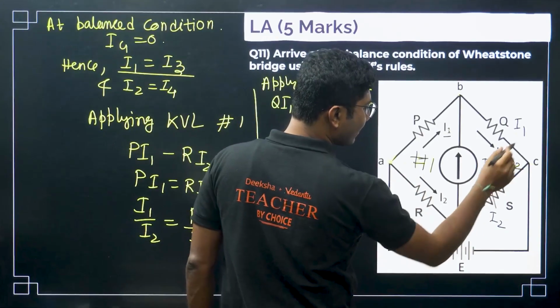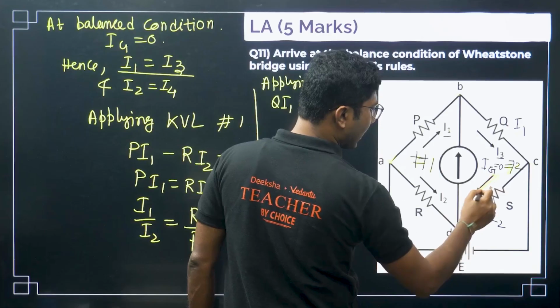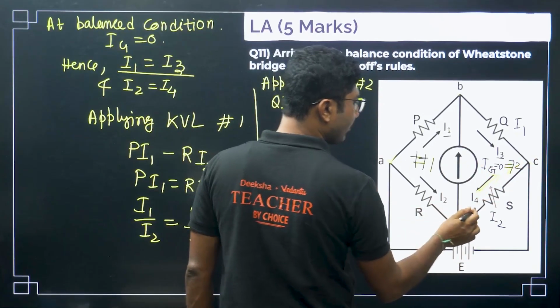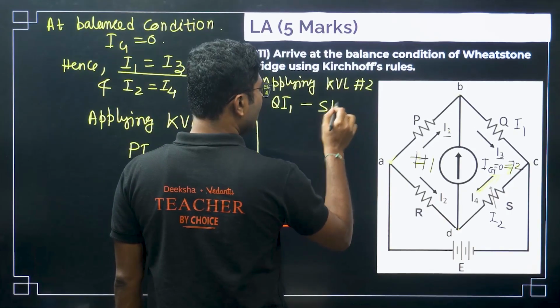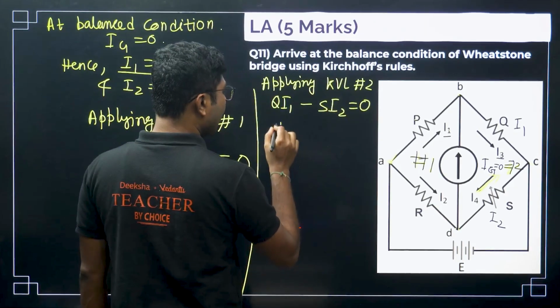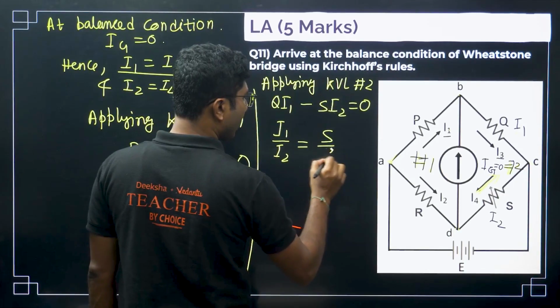Current in this circuit is going in this direction, right? This direction is wrong, by the way. So current is going in this direction. So C to D we are going in the opposite direction. So we can write this as S into I2 equals 0. So from here we can write I1 by I2 equal to S by Q.